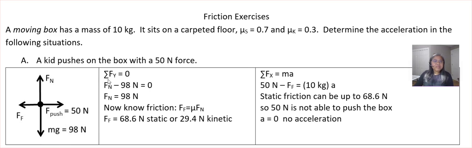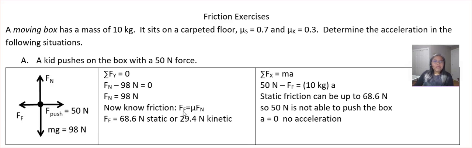So our sum of forces equal to 0 along the y-axis is then positive normal force minus mg equals 0, or since we're given the weight, we can write it down as normal force minus 98 newtons is equal to 0. Here we can see that the normal force is 98 newtons.